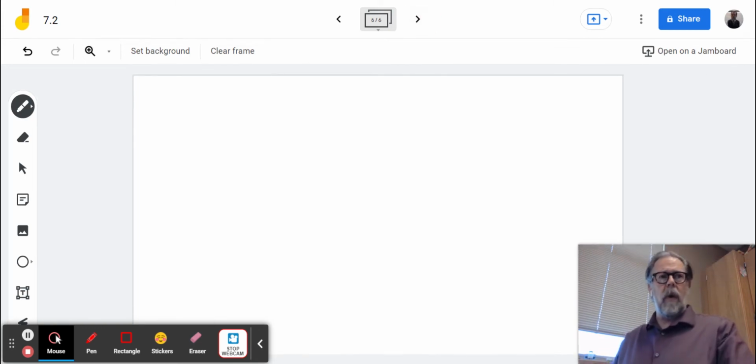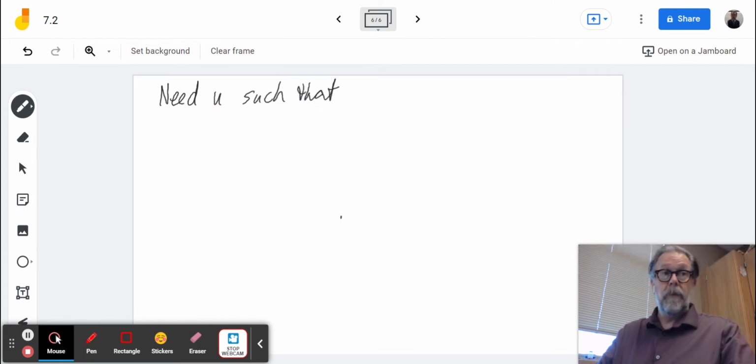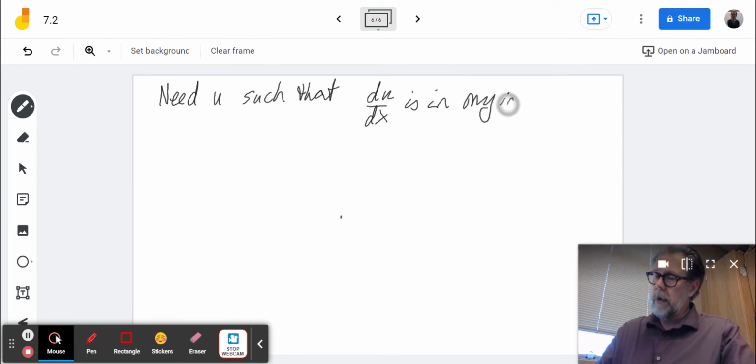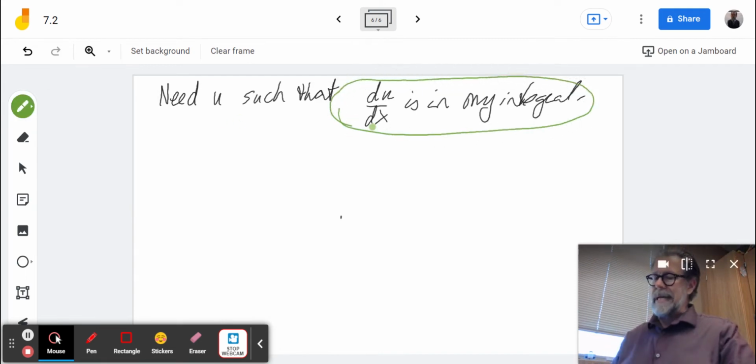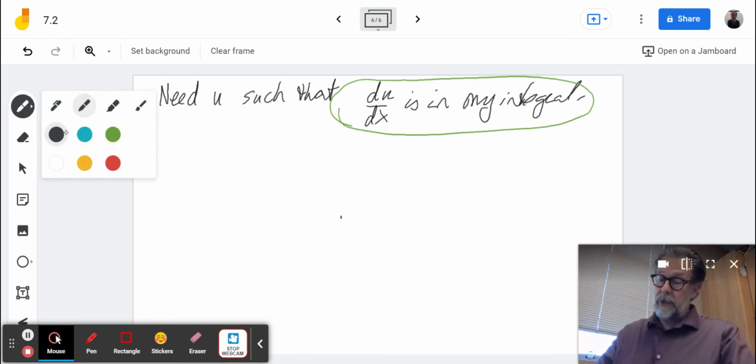All right, here we go. Here's what I'm looking for. I need u such that the derivative of u is in my integral. There it is. I need to find a function u so that whatever the derivative of u is, it's already in the integral. Let's look at another example where we see this.